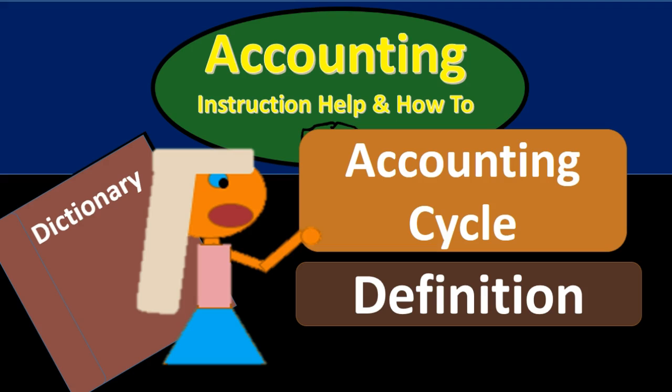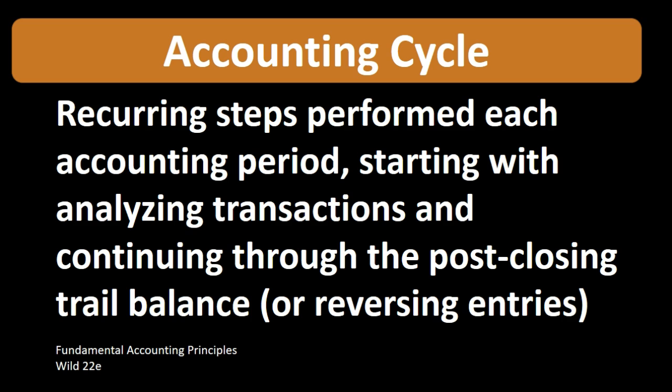Hello, in this lecture we're going to define accounting cycle. According to Fundamental Accounting Principles, Wild, 22nd edition, the definition of accounting cycle is recurring steps performed each accounting period, starting with analyzing transactions, continuing through the post-closing trial balance, or reversing entries. So this is going to be the continual step.